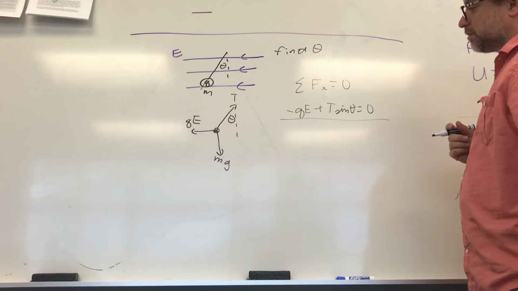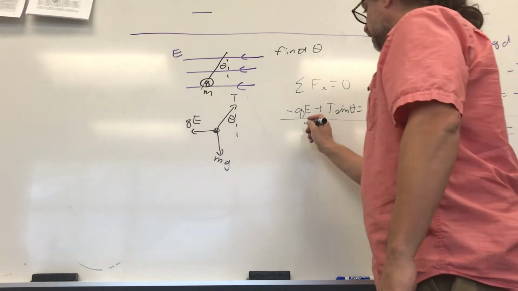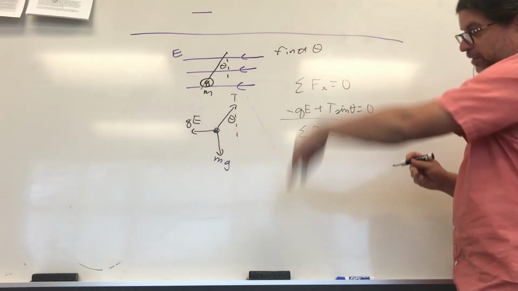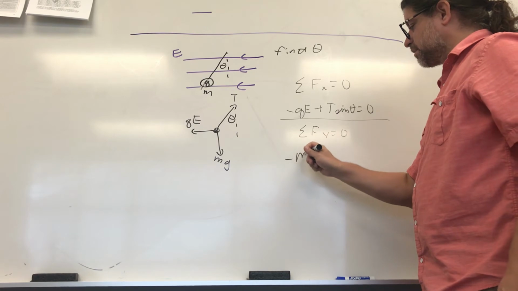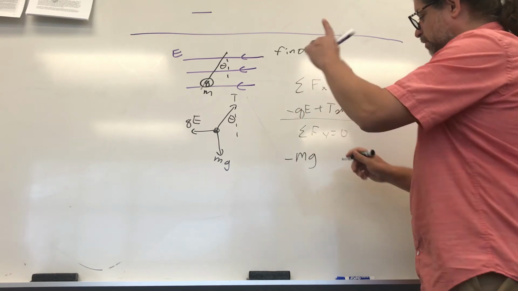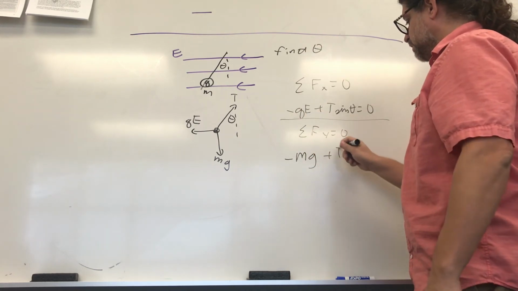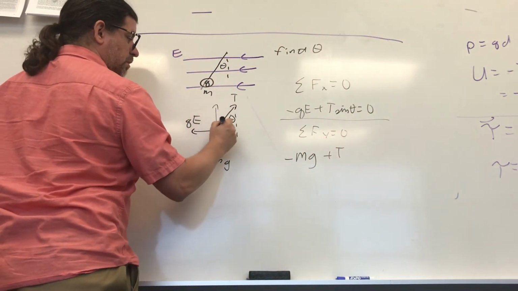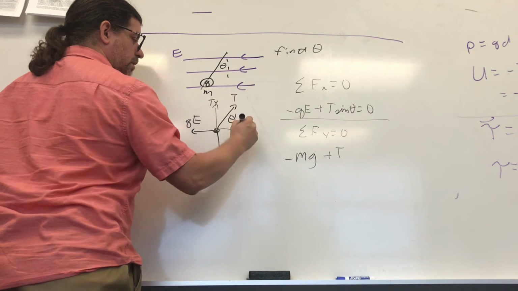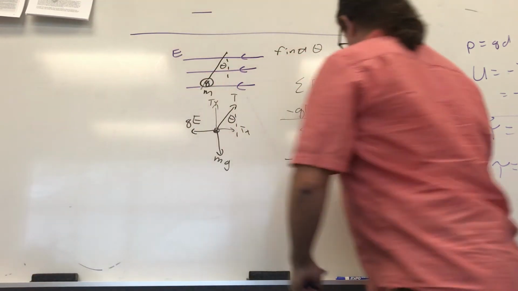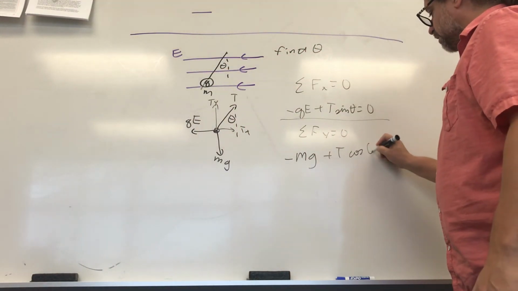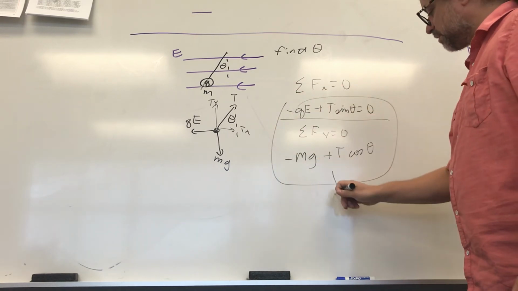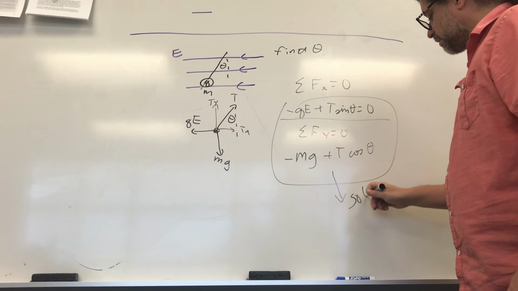Now I want to find theta. I don't really care about T. I can also do the sum of the forces in the y is equal to 0. So force downwards minus mg. Force upwards is the component of the tension. Remember, I can break the tension into two components here, Ty, Tx. And so this is going to be T cosine theta. And then I can use these two equations to solve for theta.